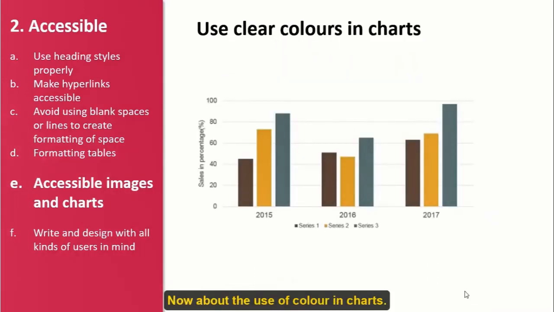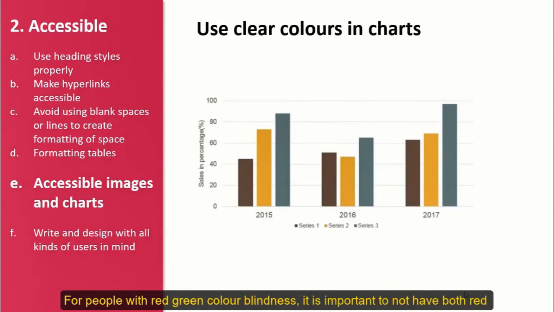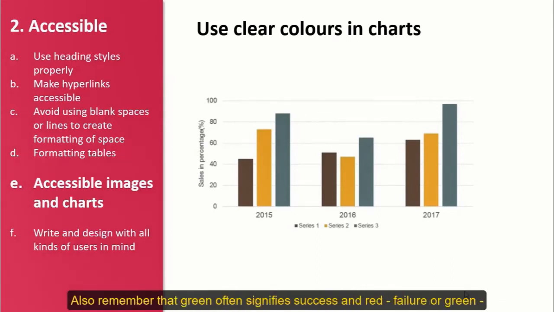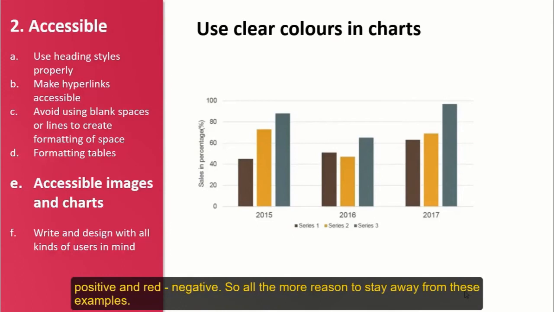Now about the use of colour in charts. For people with red-green colour blindness, it's important to not have both red and green chart elements like lines, bars or segments. You can easily fix this by changing one of these to an alternative colour. Also remember that green often signifies success and red failure, or green positive and red negative, so all the more reason to stay away from these examples.